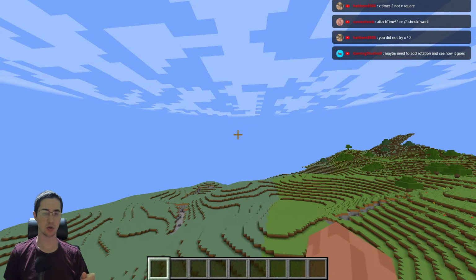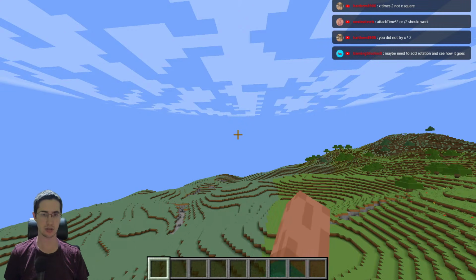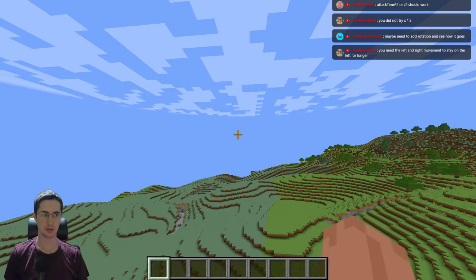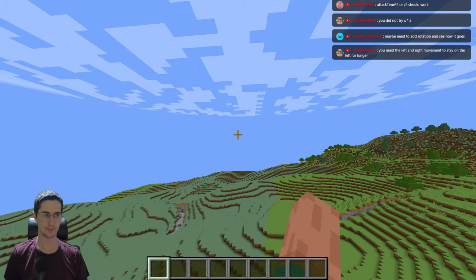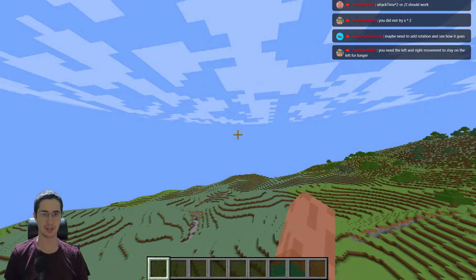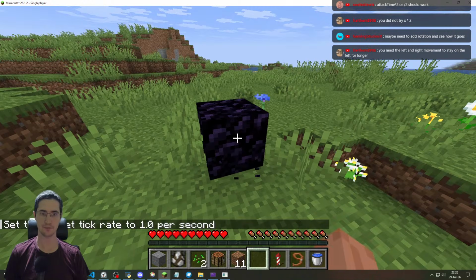Oh, when it goes forward, that's when it needs. No, not rotation, just the position. You need the left and right movement to stay on the left for longer. Yeah. Wait a minute, chat. Look at how it goes to the left and then goes to the right.